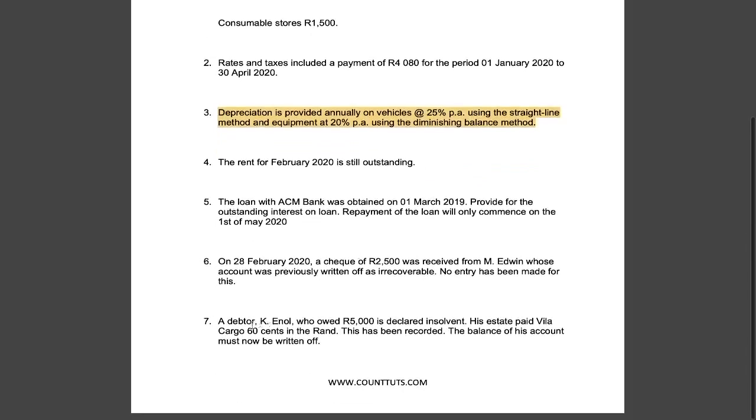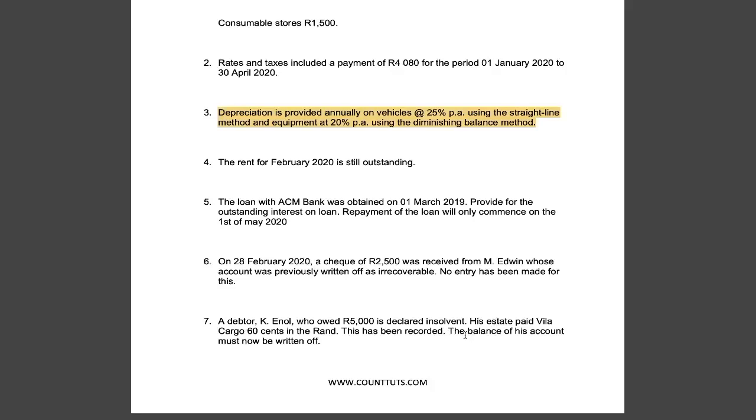Here we are. We have number 7. We are told that a debtor, K. Inol, who owed 5,000 Rand, is declared insolvent. His estate paid Villa Cargo 60 cents in the Rand. This has been recorded. The balance of his account must now be written off.